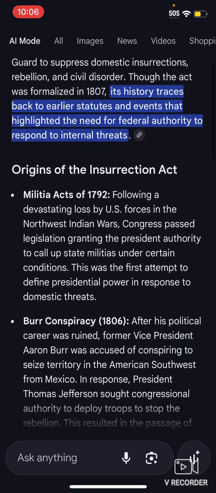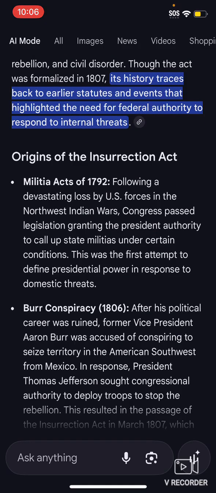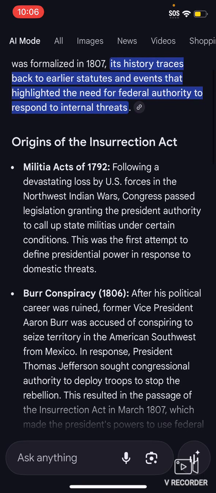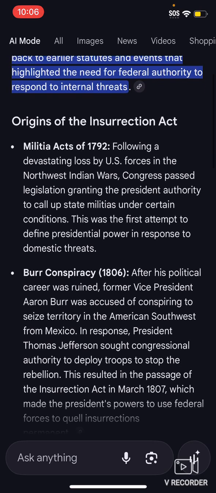Origins of the Insurrection Act. It says the Militia Acts of 1792, following the devastating loss by the U.S. forces in the Northwest Indian Wars, Congress passed legislation granting the president authority to call up state militias under certain conditions. This was the first attempt to define presidential power in response to domestic threats.